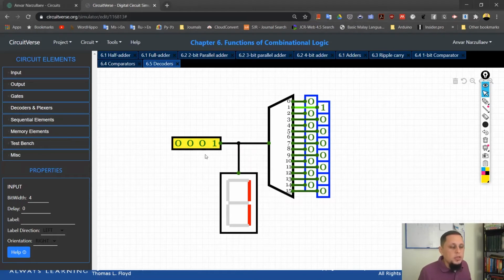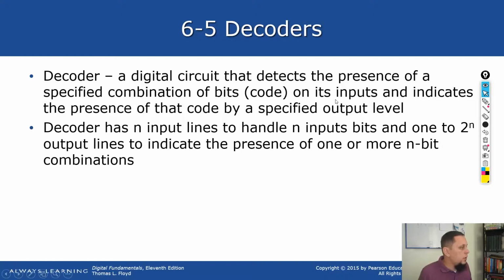We can change it. For example, let's say we have 0101. So 0101 indicates decimal 5, and as you can see, output 5 is going high. So this is the simple function of the decoder. Whenever you have a binary input, it can convert it to a decimal output. This is one of the functions of the decoder. As we said, decoders can have an n-bit input and 2 to the power of n outputs. Okay, let's go back to our slide.